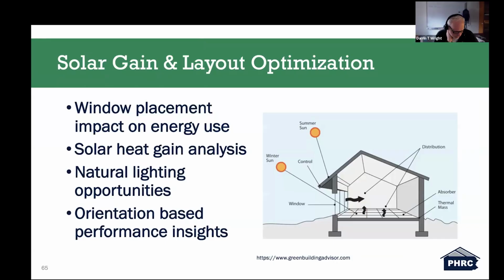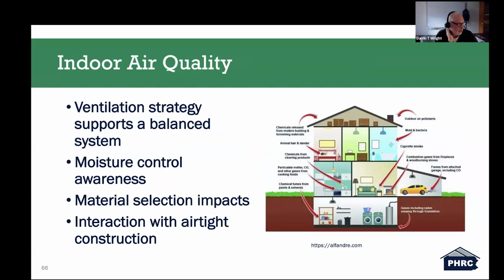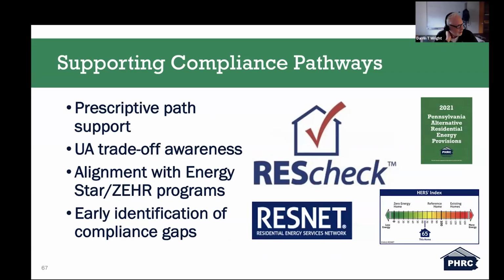Solar gain and layout optimization. Building orientation and layout influence how a home performs. AI can analyze sunlight exposure, window placement, and layout options to improve natural lighting and reduce unwanted heat gain, contributing to more effective and comfortable homes. It can also help with indoor air quality. Indoor air quality is increasingly important in residential construction. AI can support decisions related to ventilation strategies, moisture control, and material selections, helping create a healthier indoor environment while maintaining energy efficiency.